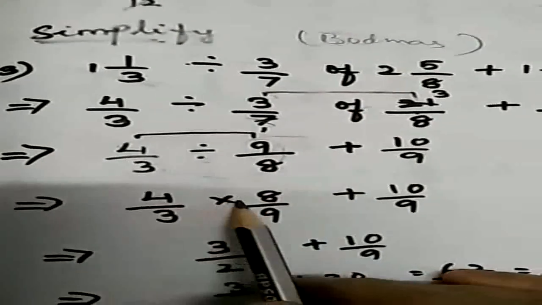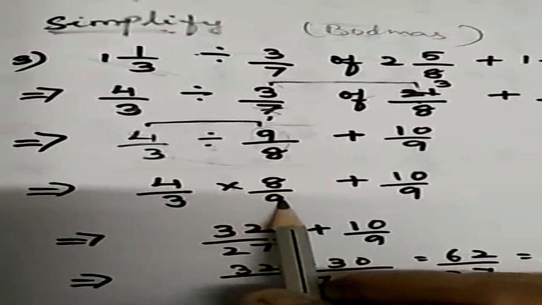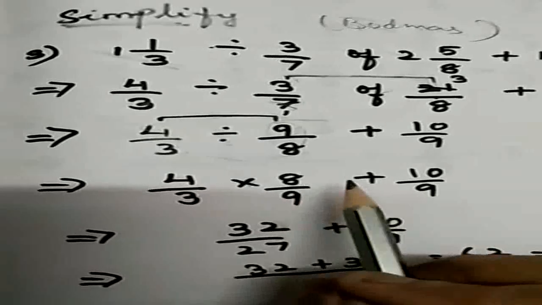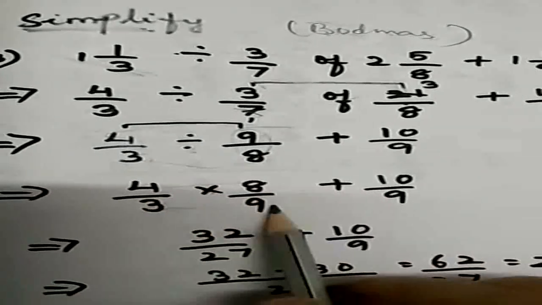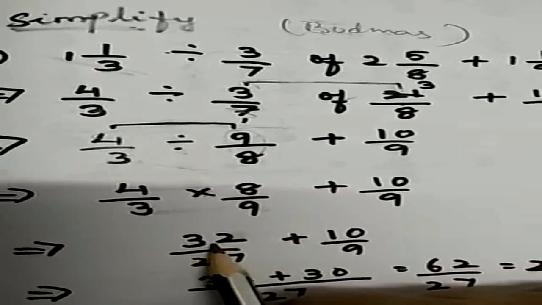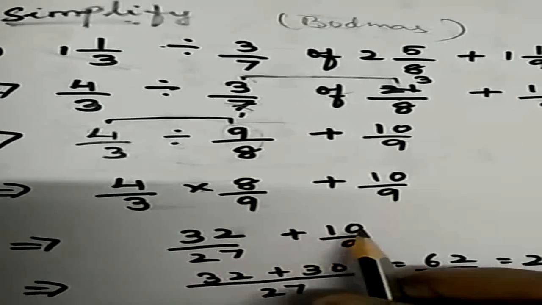Multiplication. Now first solve the multiplication. In the multiplication, is any numerator getting cancelled with any denominator? No. Okay, then straight away multiply the numerators, straight away multiply the denominators. So when you multiply, you are getting 32 by 27 plus 10 by 9.